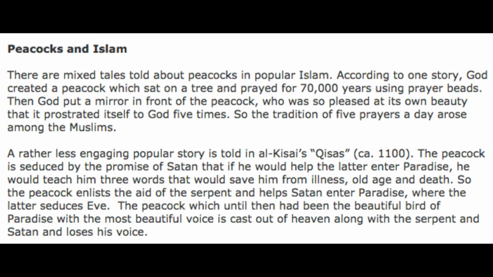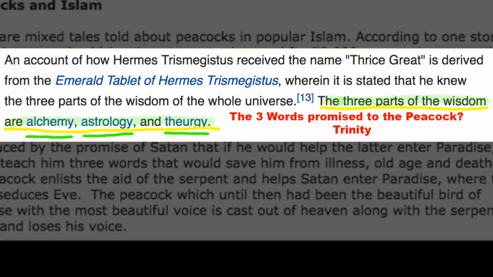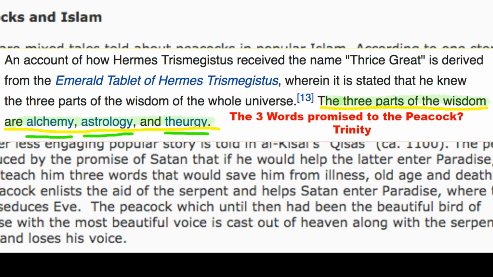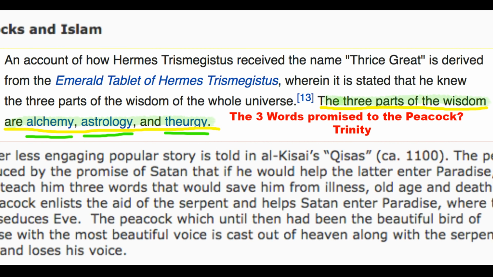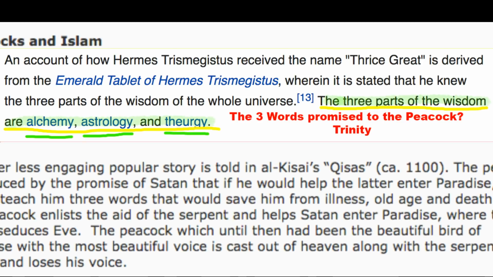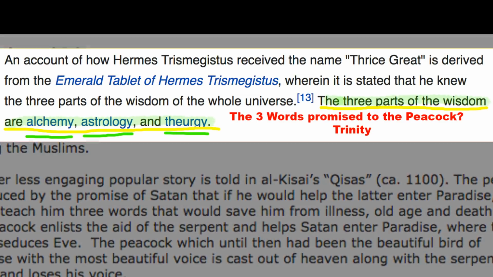A rather less engaging popular story is told in Al-Qisais Qisas, circa 1100. The peacock is seduced by the promise of Satan that if he would help the latter enter paradise, he would teach him 3 words that would save him from illness, old age, and death. You see, so Satan is promising and tempting the peacock, it says here, according to the story.